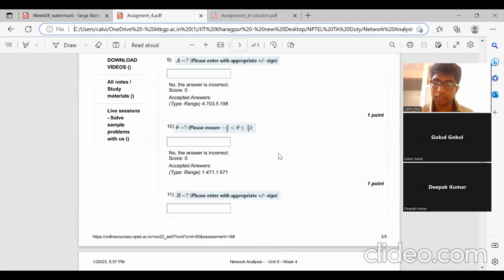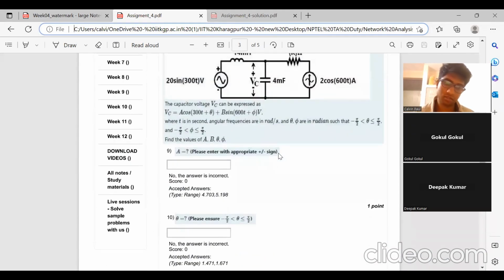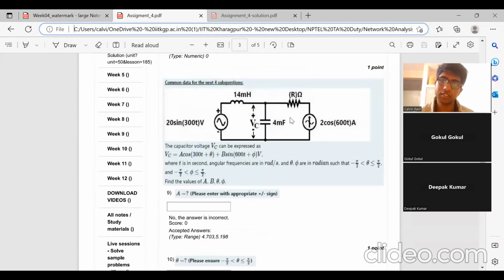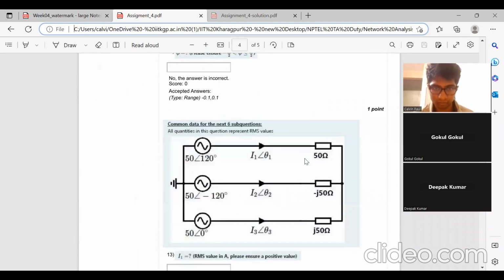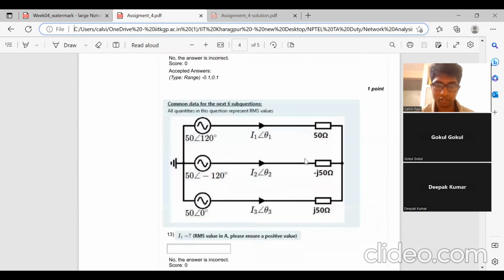So even though we couldn't use phasor analysis for this circuit in the full form, when we divided it into each and every individual source, we were able to apply the phasor concept and get the response of the system. All right. Now we will solve this question.